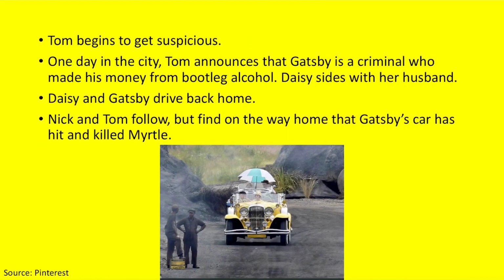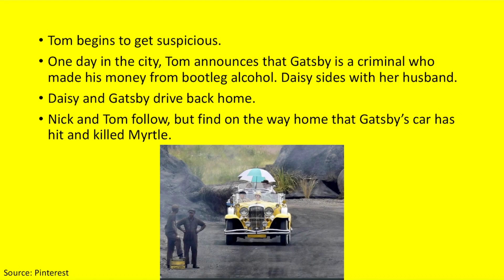Tom Buchanan, Daisy's husband, begins to get suspicious. And one day in the city, Tom announces that Gatsby is a criminal who made his money from bootleg alcohol. Again, going back to context, Gatsby is new money, but perhaps didn't make his money in the most reputable way. So perhaps he could be one of the characters that benefited from the prohibition law and the setting up of speakeasies.